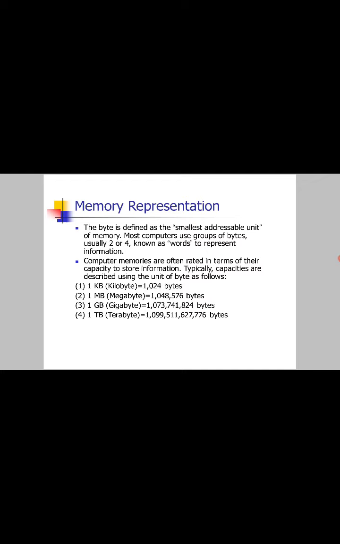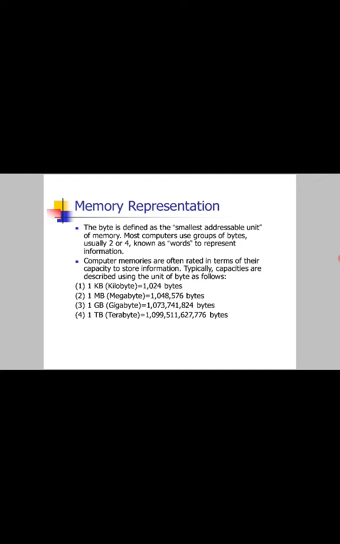The byte is defined as the smallest addressable unit of memory. Most computers use groups of bytes, usually 2 or more, known as words, to represent information. Computer memories are often weighed in terms of their capacity to store information. Typically, capacities are described using the unit of bytes.